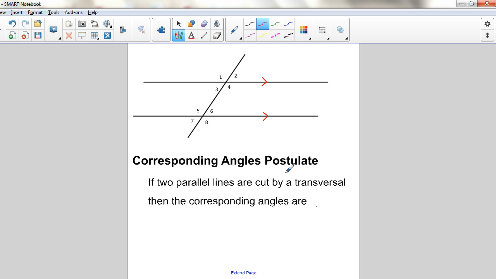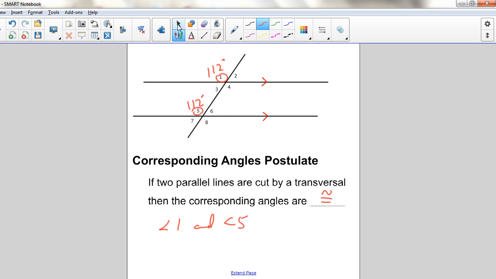So corresponding angles postulate. You know what corresponding angles are. For example, angle 1 corresponds to angle 5 in this picture. Angle 1 and angle 5. Corresponding angles, when lines are parallel and they're cut by a transversal, that means that corresponding angles are going to be congruent. Okay, they're going to be exactly the same. So if I said this is 112 degrees, it's an obtuse angle, this one is also 112 degrees.